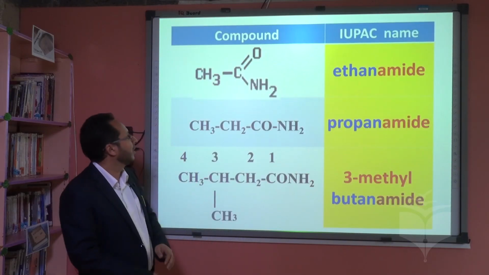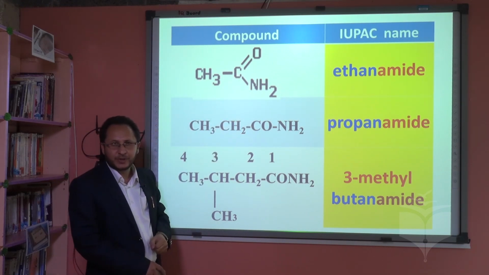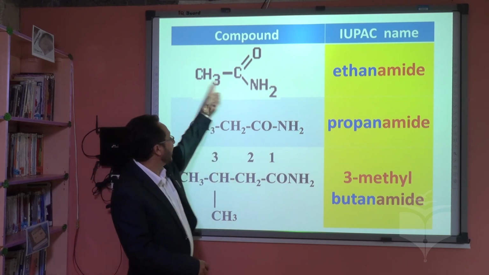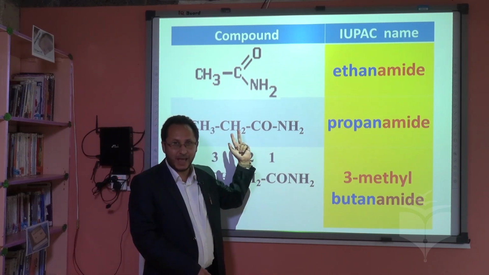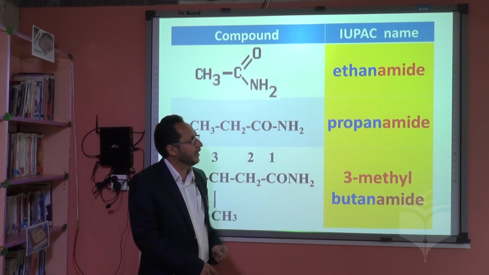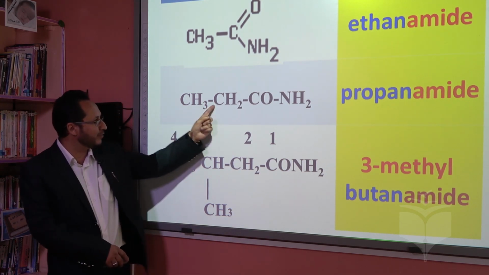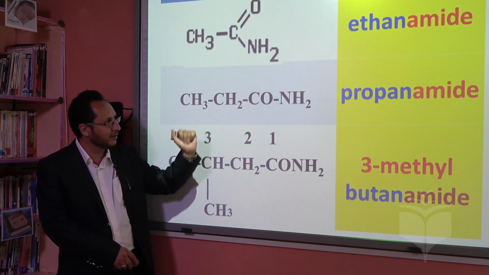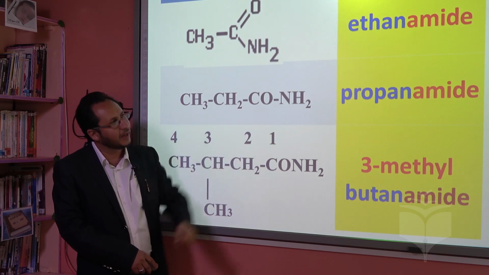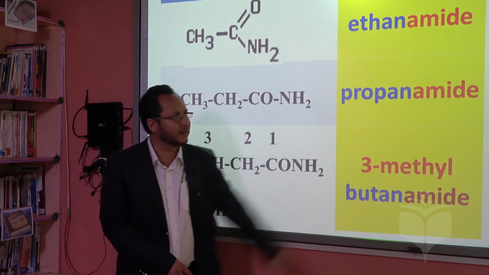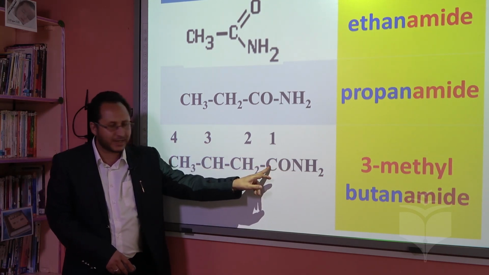Examples for this one? Look, here we have CH3, C double bond O, NH2. So this is an unsubstituted amide. How many carbon atoms do we have? We have 2 carbon atoms. What is the 2 carbon alkane? It is ethane. Then we have to write ethanamide. If we have 3 carbon atoms, it is propane. But you have to remove E from the propane, and then write amide, so it is propanamide.